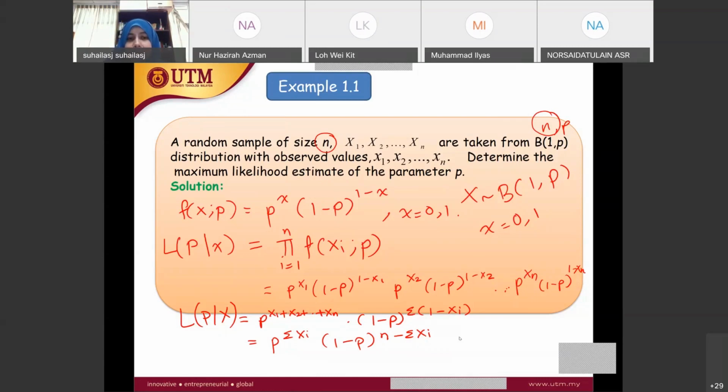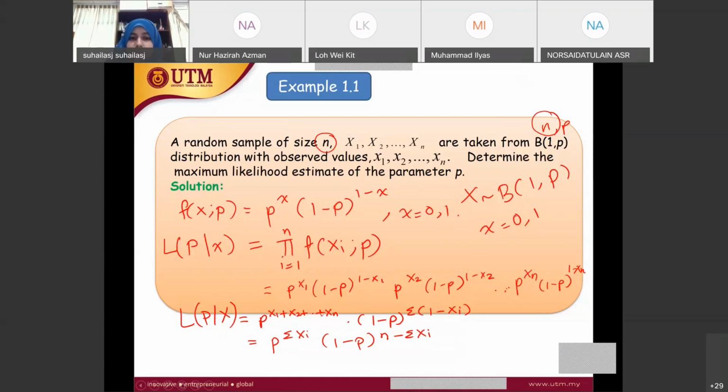So first you write down your likelihood function, the product of f(xi, p). And then we substitute. So you have p to the power x1, (1 minus p) to the power 1 minus x1, then p to the power x2, (1 minus p) to the power 1 minus x2, and so on until you have n, because we have a sample size of n. And then we simplify.